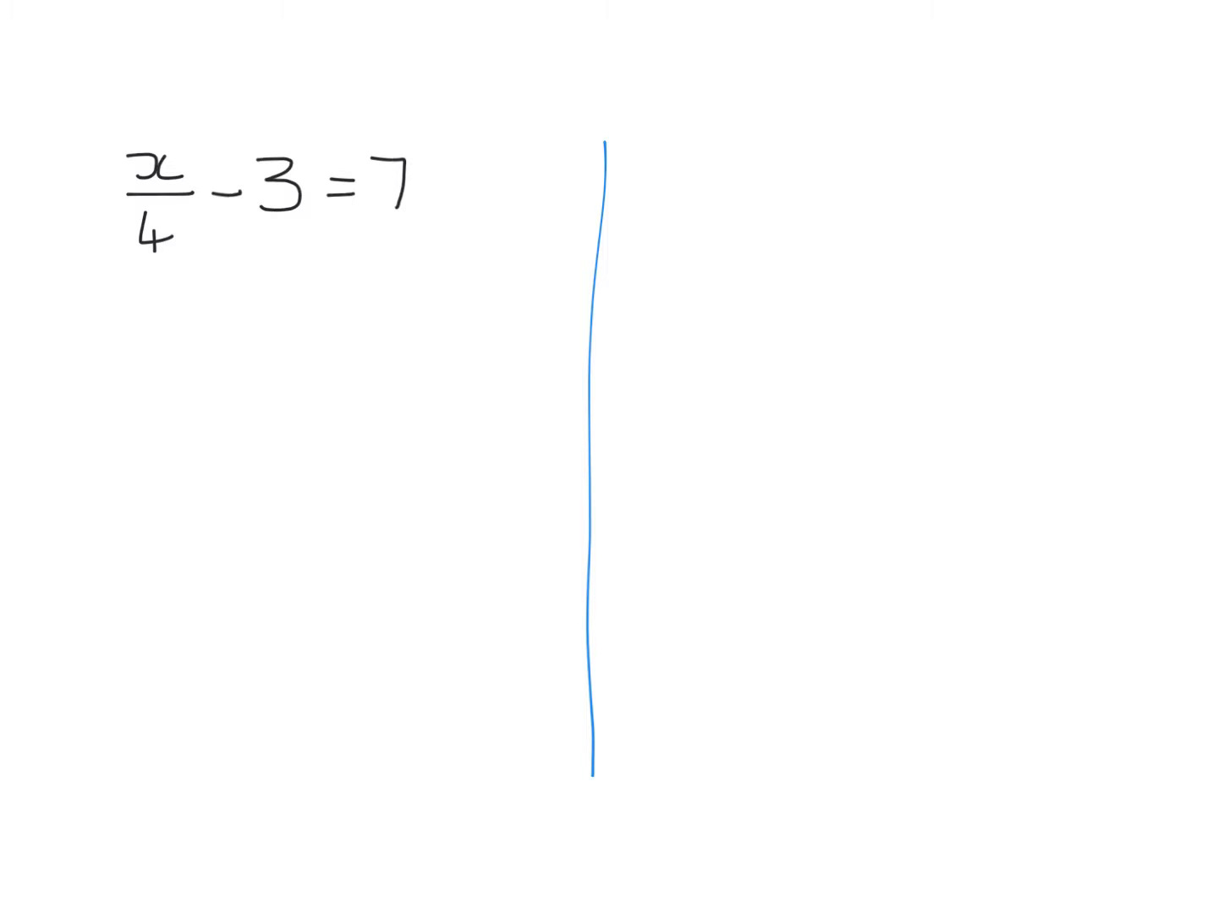Okay, now we have a division: x over 4 subtract 3 equals 7. Put the video on pause and give this one a go. Well, the first thing I want to do is get rid of this negative 3 over here. So I'm going to go x over 4 minus 3 add 3 equals 7 add 3.